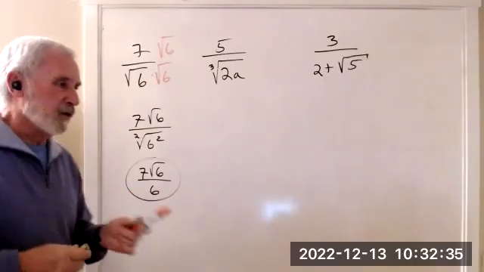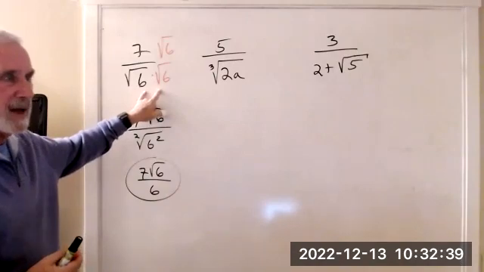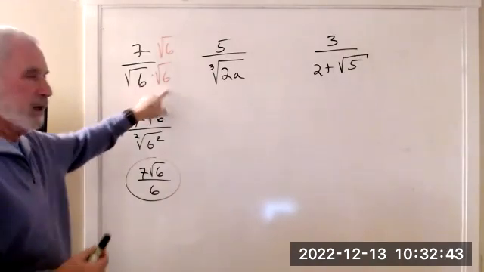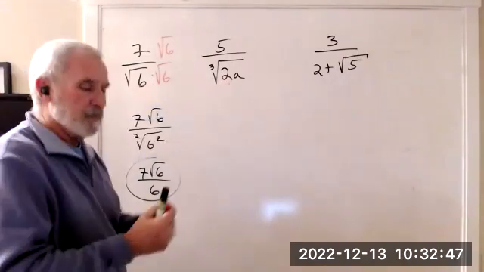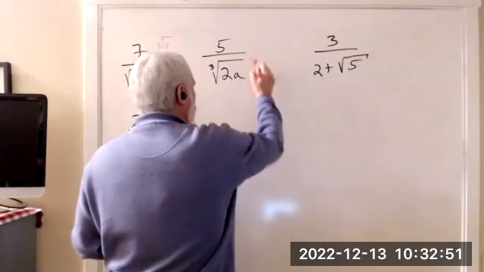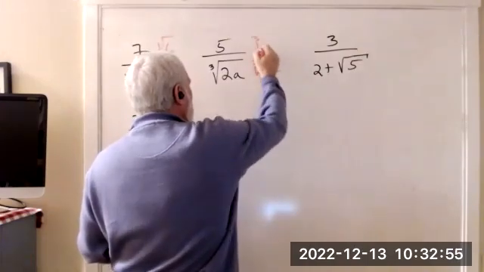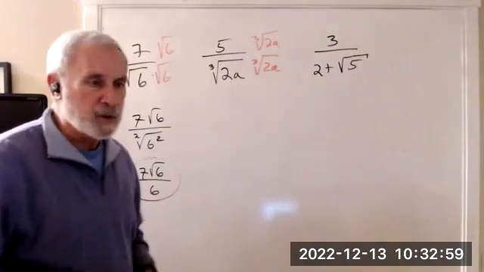Now, the problem is if people learned this in high school, they usually learned a really bad habit. They just thought we could automatically multiply by whatever's in the radical, and that's not true. Like this problem, you can't just automatically, this is wrong, so don't write this down, I'm going to erase it. You can't just automatically multiply top and bottom by the cube root of 2a. That won't do anything.